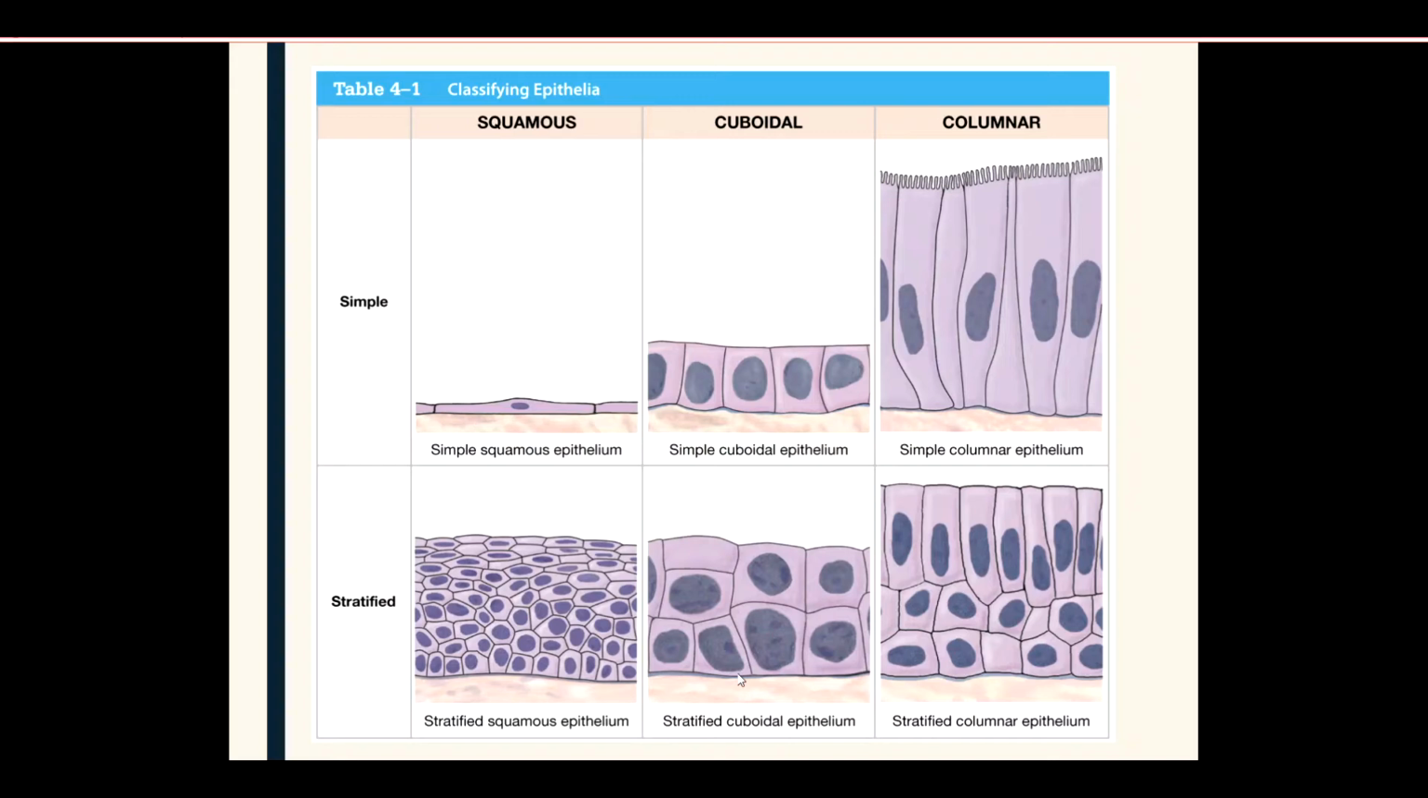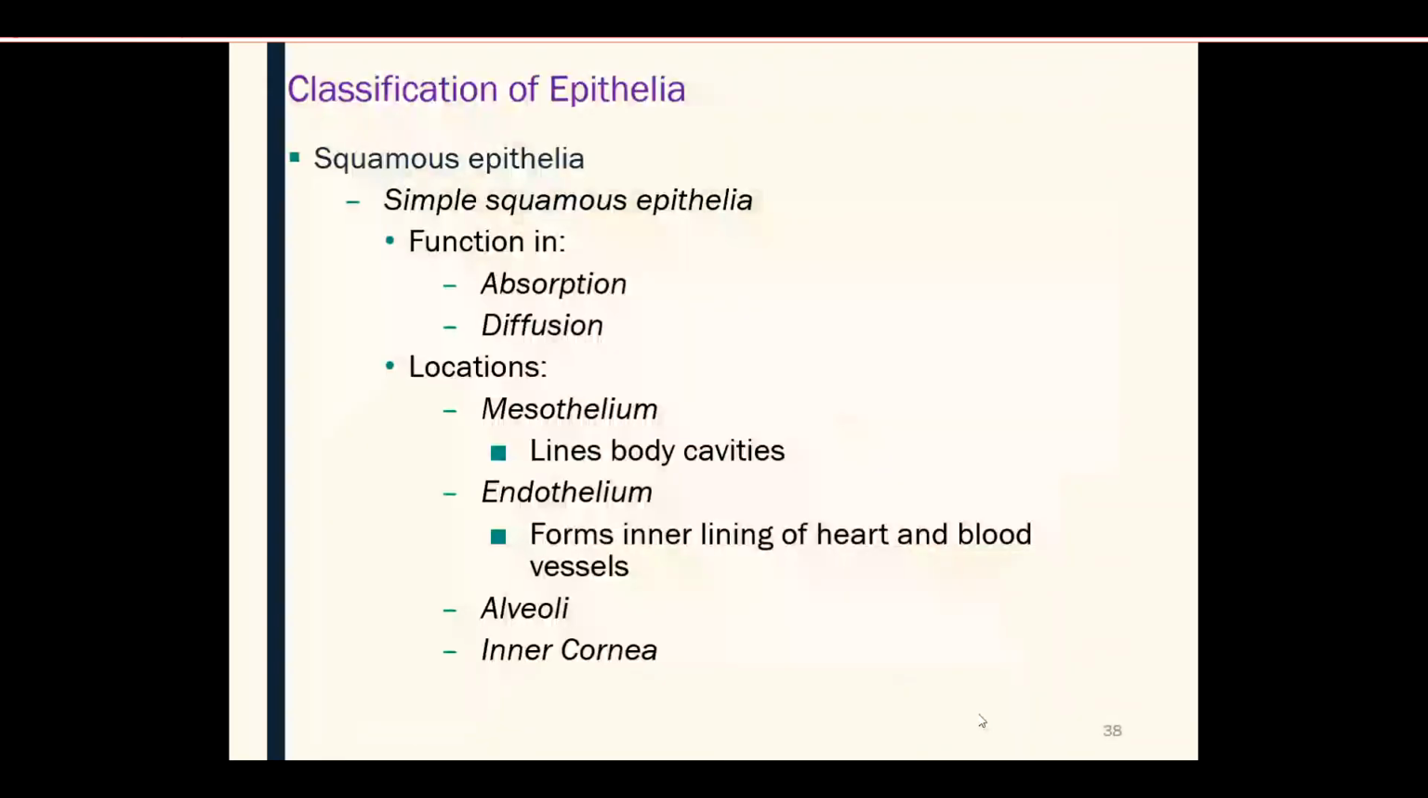This one's going to be a stratified cuboidal. This one's pretty easy: basement membrane, and then 2 layers of box-like cells. The third one, basement membrane, again 1 row, 2 rows, 3 rows, but they all look different. The cells at the bottom look different from the cells up over here. Again, the rule is go by the cells furthest away from the basement membrane. So here's our basement membrane, and here are the cells furthest away. Since they're tall and slender, stratified columnar. That's how you make that determination when you're looking at the microscope.